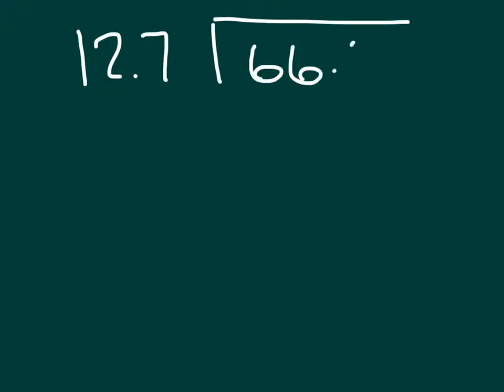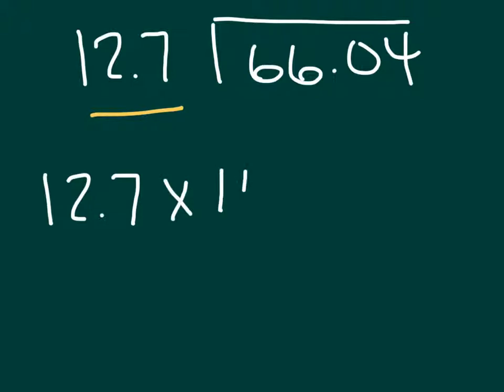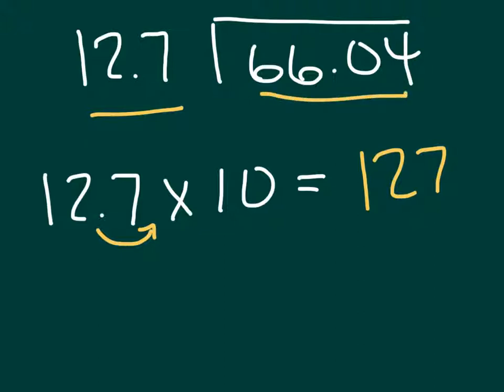All right, so we're going to be dividing two decimal numbers. We're going to be dividing the numbers 12.7 into 66.04. Okay, so we want to make this divisor into a whole number. How we're going to do that is 12.7 multiplied by 10, and that will move our decimal point over one position to the right, and that gives you 127, which is a whole number. So whatever we do to the divisor, we're also going to have to do to the dividend as well.